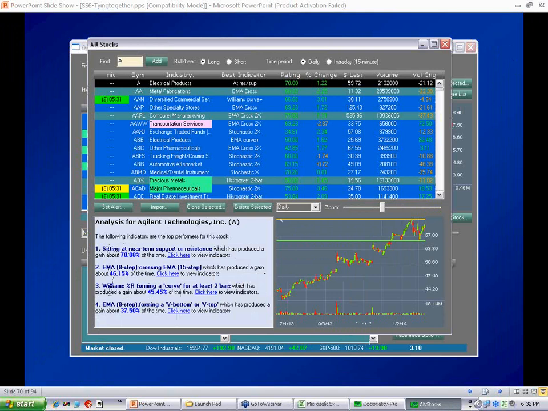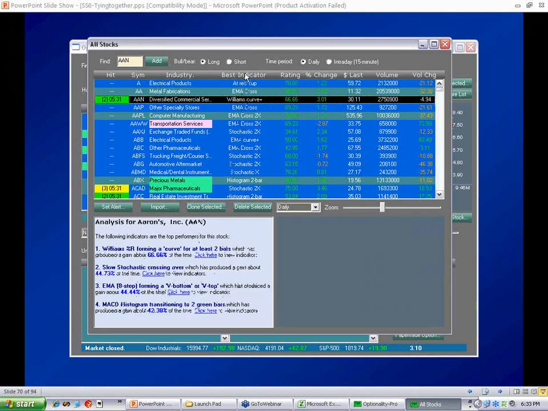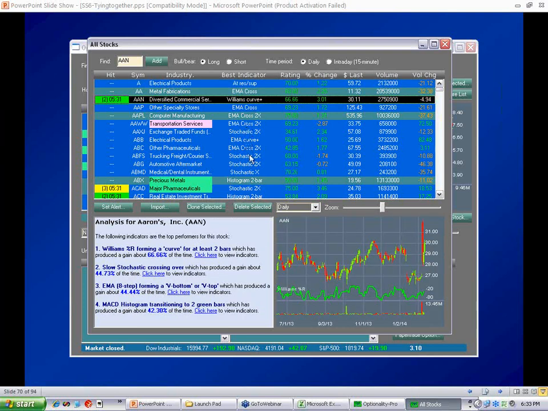Now, it also gives you the top 4 scoring indicators. Its second best is the 2 EMAs crossing, like I was just showing you. However, that one only gains 46% of the time. That's a big difference. Your third best is a Williams indicator forming a curve like a V-bottom for at least 2 bars. That gives you a 45% edge. And then the fourth best is an 8-period EMA forming a V-bottom. That produces 37% of the time. So this is not a great stock for your second, third, and fourth indicator. But the Best Indicator column gives you the best one for that stock.